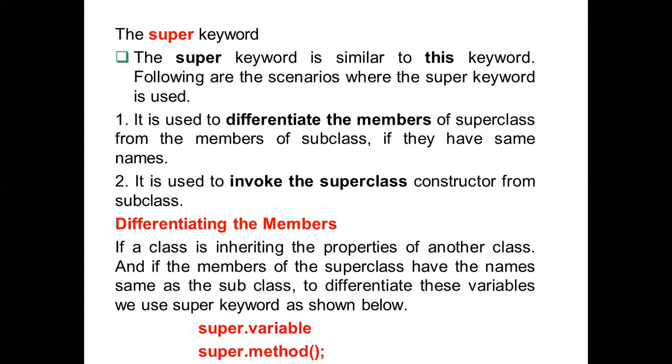For the first one, as written in red, differentiating the members. If a class is inheriting properties of another class, and the members of the superclass have the same names as the subclass, to differentiate these variables we use the super keyword. So super dot variable name and super dot method. It's shown like this. We can write this dot x, this dot y. In a similar way, super dot variable and super dot method. The super keyword is mainly used to access the base class variables and methods.